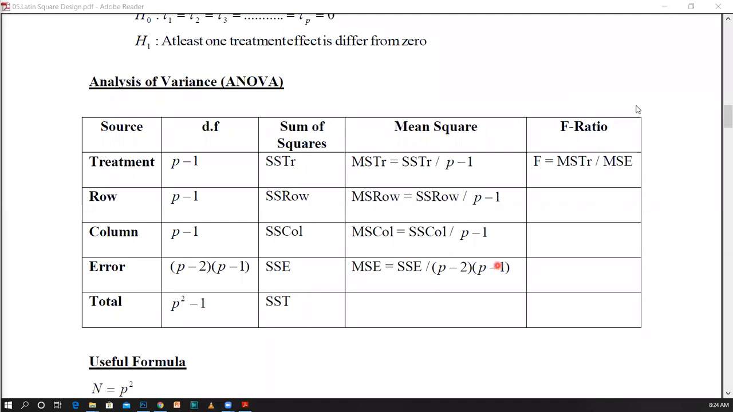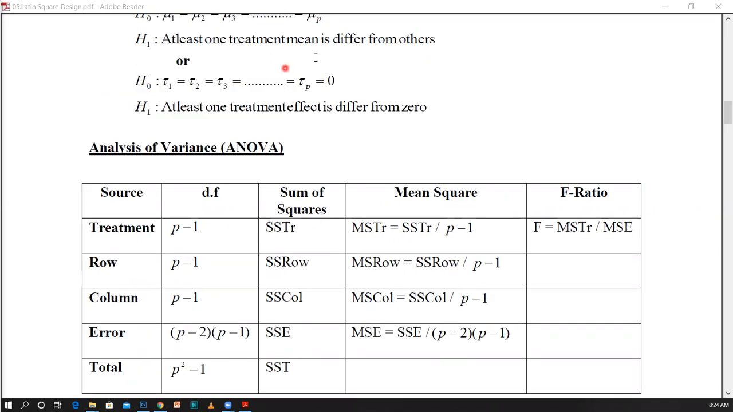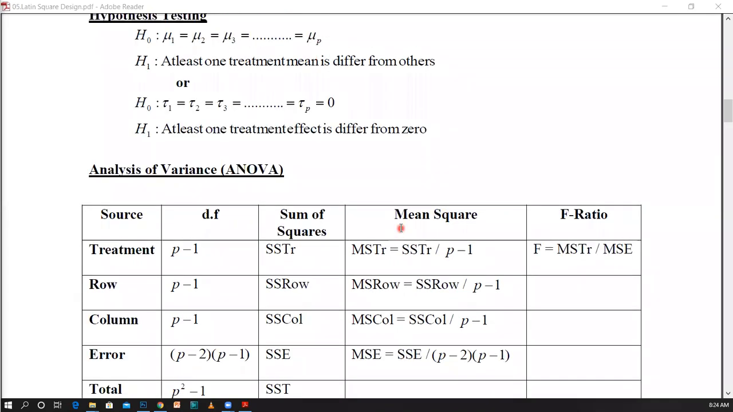Since we need to check for the treatments, here we can obtain the F ratio for the treatment. It is obtained by dividing MS treatment by the mean square error. Using this F ratio, you can test the hypothesis, whether H naught is rejected or we fail to reject H naught.